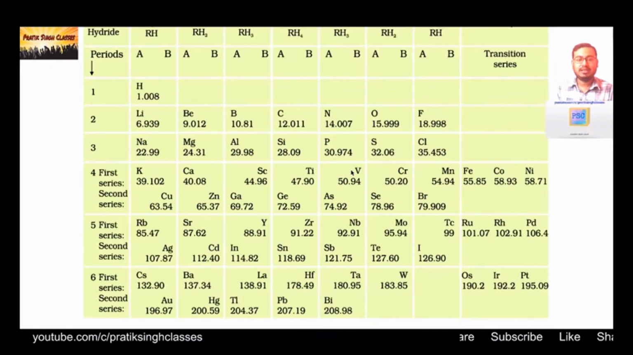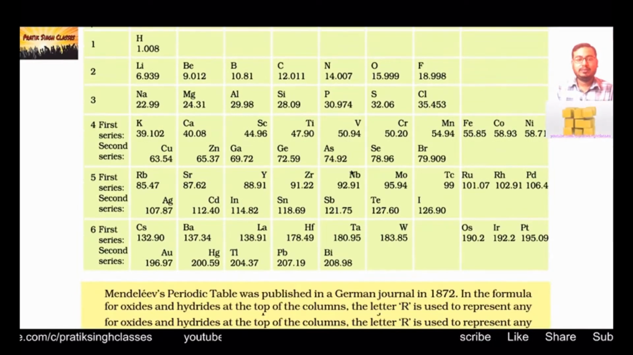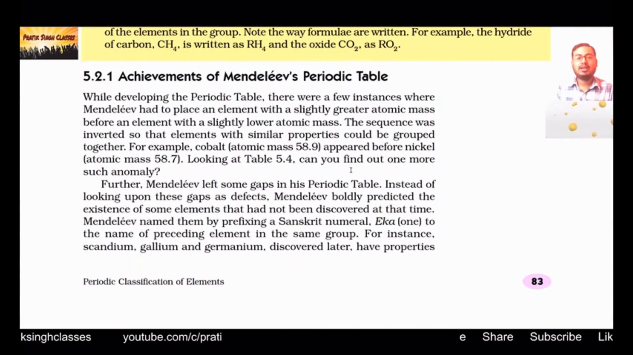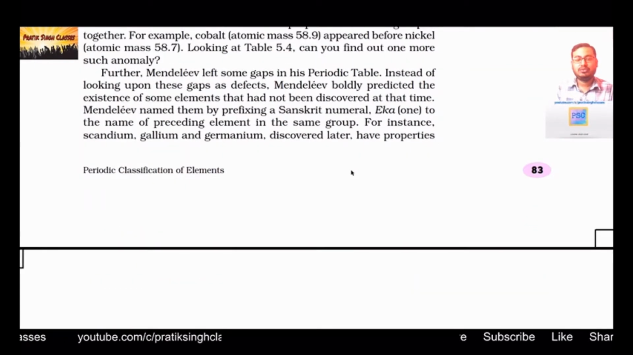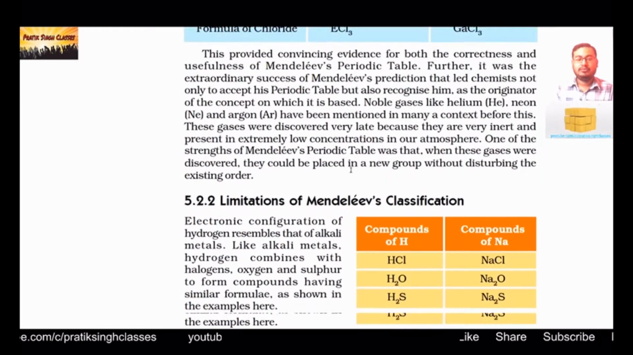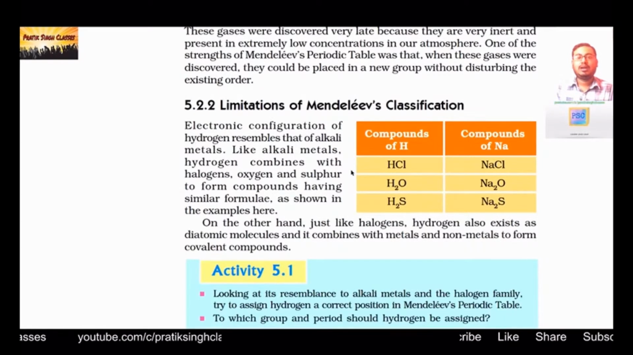There we have seen how Mendeleev made the periodic table based on the hydrides and oxides of the elements. Then we have seen section 5.2.1, that is, the achievements of Mendeleev's periodic table: how he made the periodic table and what benefits people at that time got from it. Then we have seen the limitations, the drawbacks of Mendeleev's periodic table, and the reasons that his table was rejected when new things were discovered.